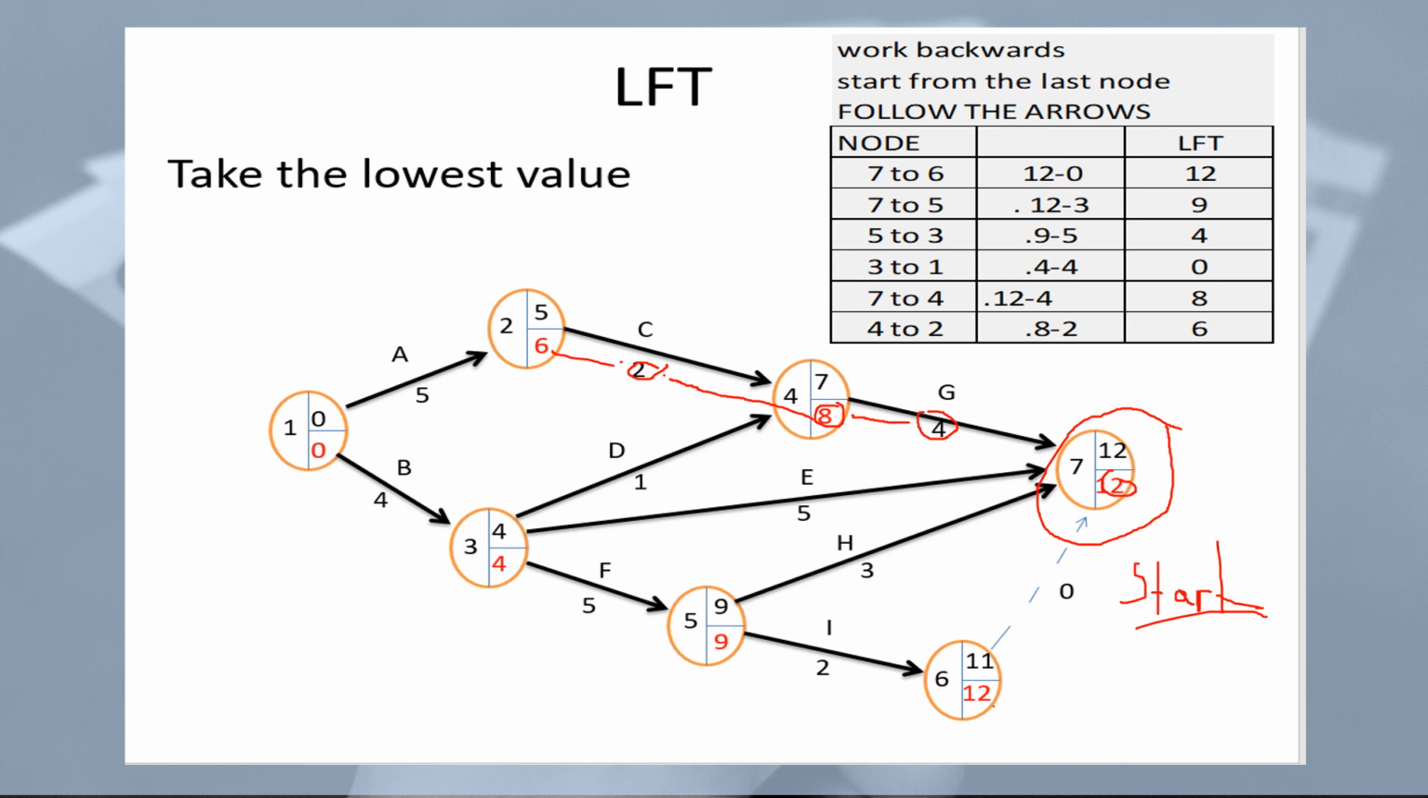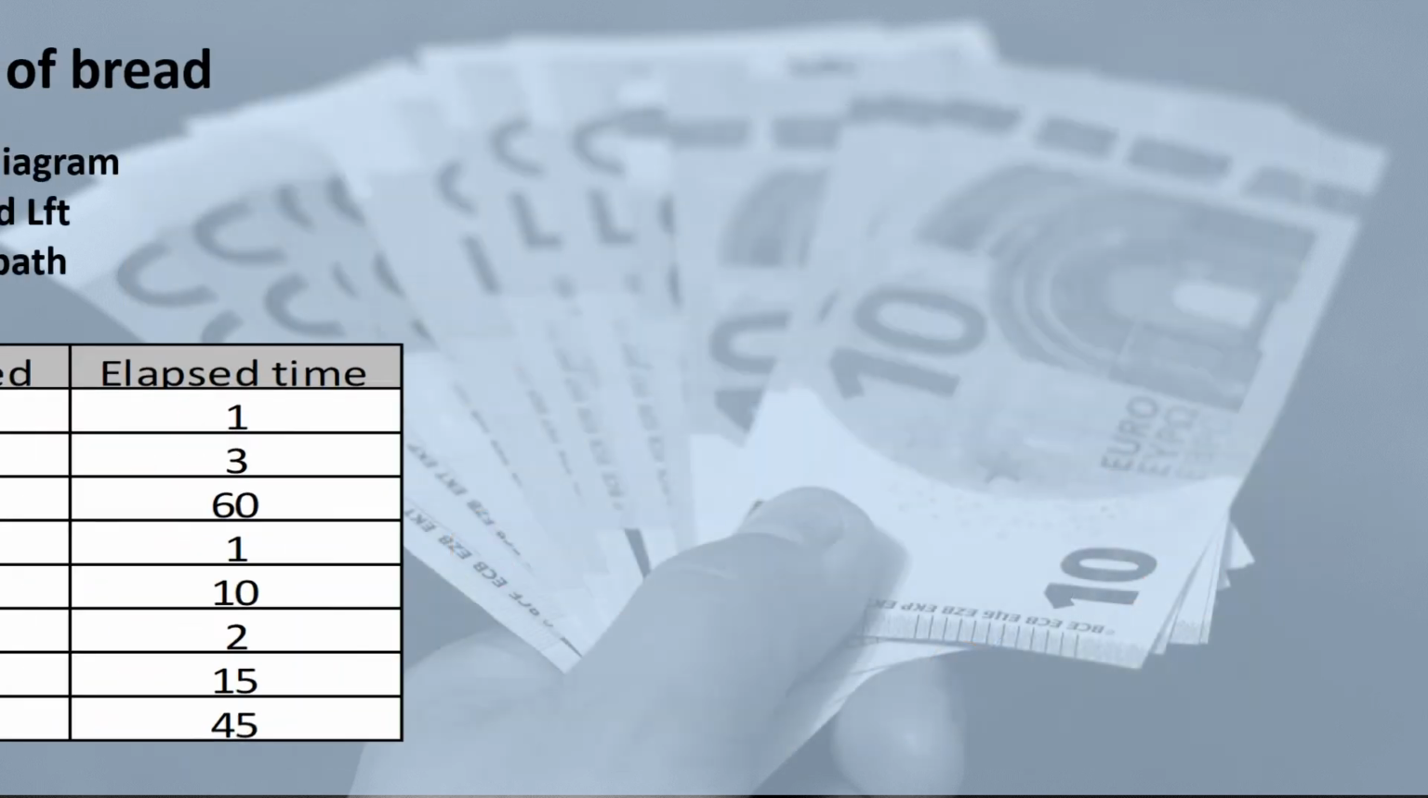So if we've got 12 here, so back here, 5. Here we've got 9. Minus the 5 gives us 4. And 4 minus 4 gives us 0. So if we work backwards, we can work out the latest possible time that we need to complete the project in order for the whole project to be completed on time.